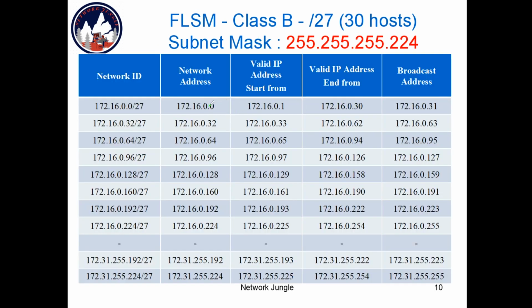Here, 0, 1, 30, already discussed in the previous slides. So 0 plus 32, 32, 32 plus 32, 64, 64 plus 32, 96, 96 plus 32, 128. Likewise, 224 is the last segment for this network. Now you understand how to calculate the subnet mask, then how to assign valid IP addresses, then network segments based on different host requirements.